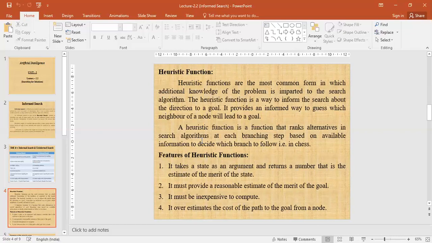There are some features of heuristic function. It takes a state as an argument and returns a number that is the estimate of the merit of the state. It must provide a reasonable estimate of merit, the goal. It must not be expensive to compute, and it must not overestimate the cost of the path to the goal from the node.